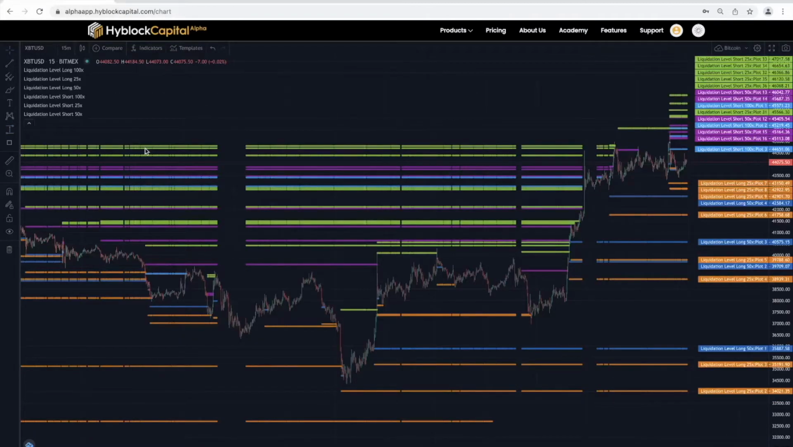If we switch over to the liquidation levels, we can see that during the dates of February 18th to February 28th, there was a lot of liquidity on the top side to be taken. As we've moved up in price, we have taken out a lot of those levels, and currently we can see that there's a decent amount of liquidity both above price and below price.